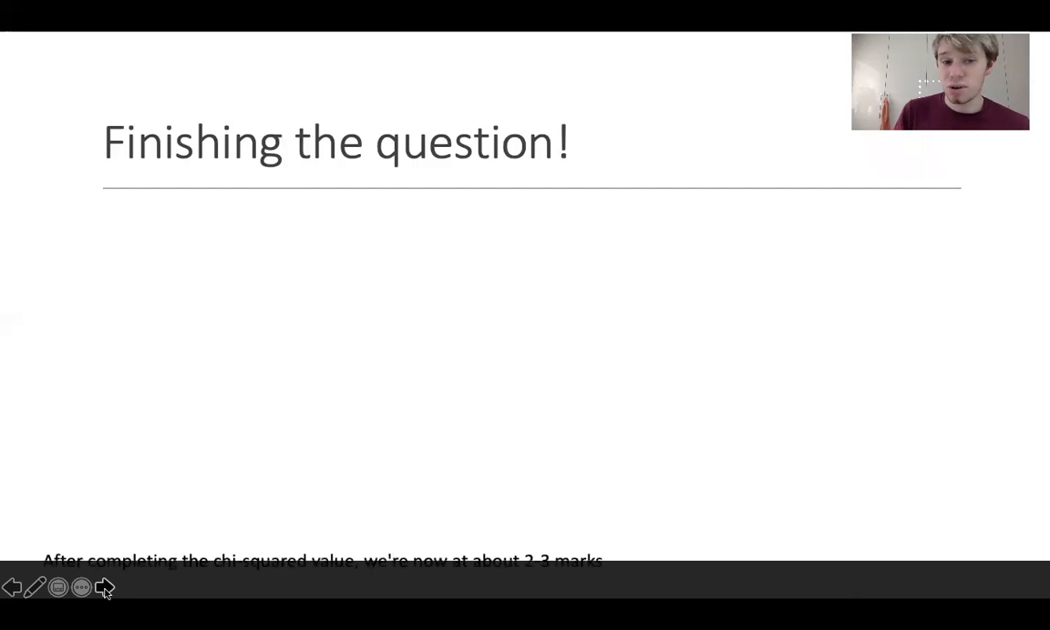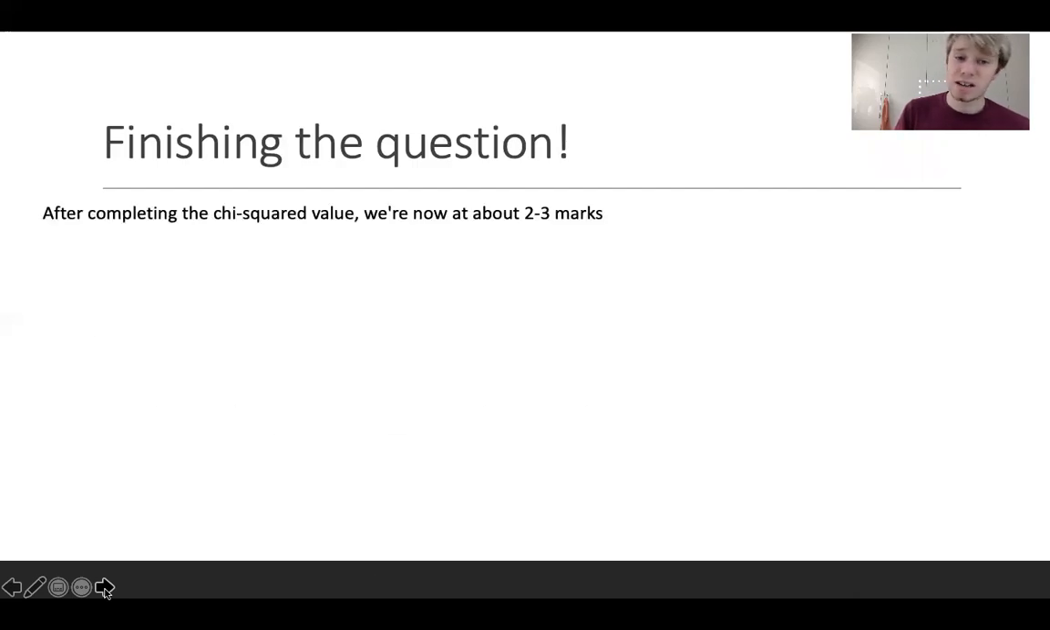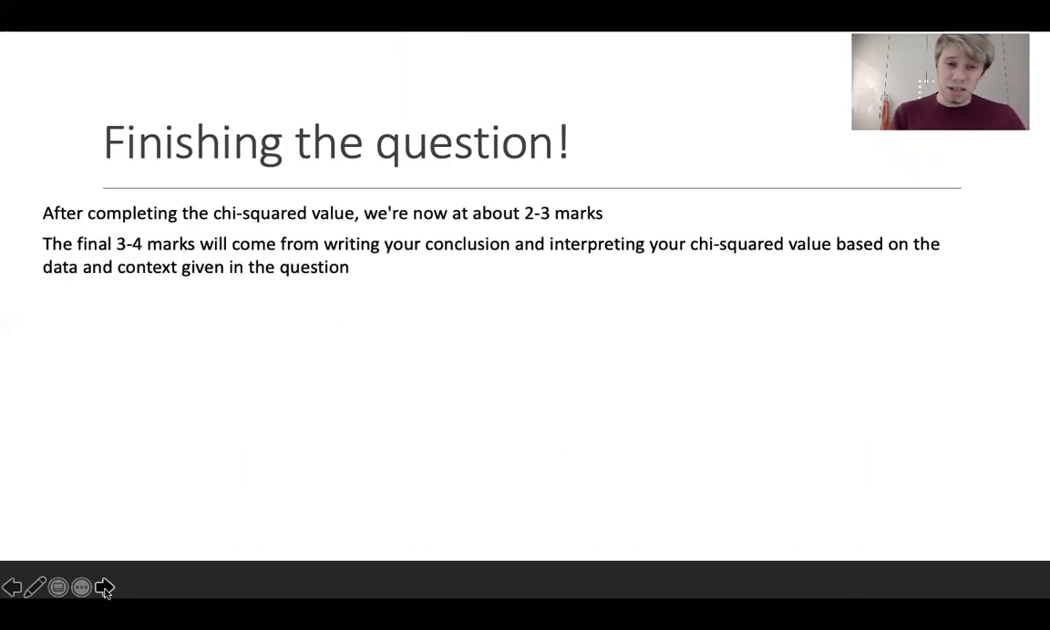So finishing the question. After completing that chi-square value, we've probably just gained about 2 to 3 marks, got 50% already. The final 3 to 4 marks will come from writing your conclusion and interpreting the chi-squared as the question asked. You've got to also do it within the context of the question. So don't just act like what they're investigating isn't important. You've got to focus on what the question's asking you.